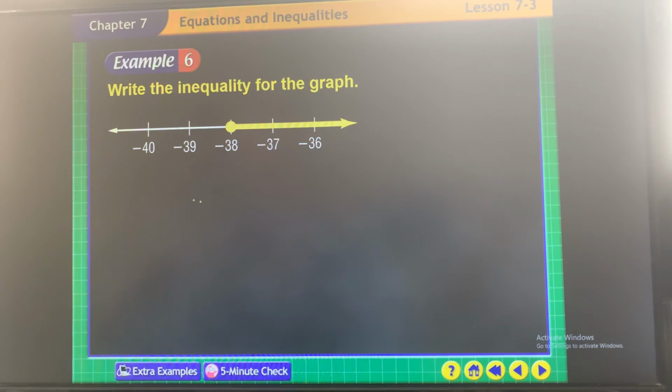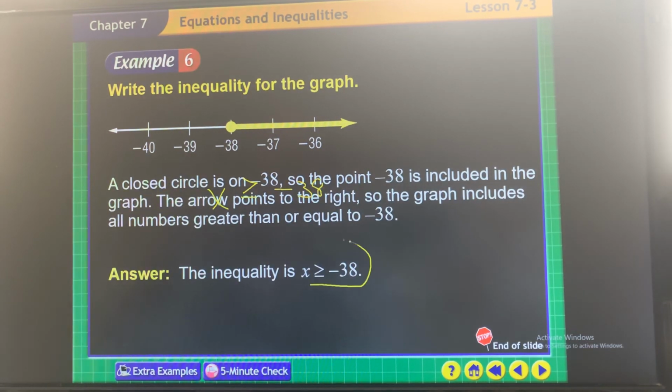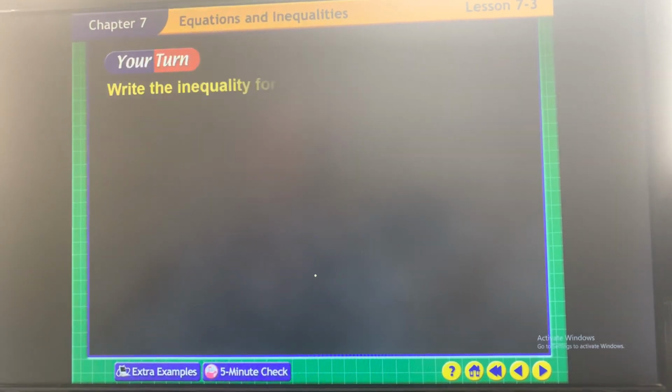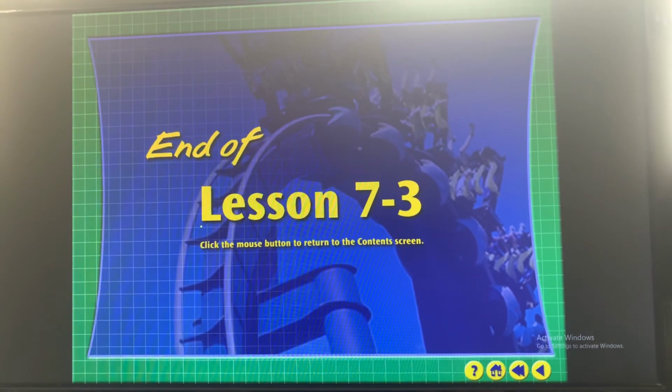Now you have to be able to write the inequality. Well, I know I have X and I know I have 38. I know it's going to the right, so it's greater than, and I know it's colored in, so it's equal. So there it is. Try that one. There's no equal sign because it's excluded and it's left, so it means it's less. And that's it. So 7.3 is really easy because now it's bringing us into 7.4 and 7.5.